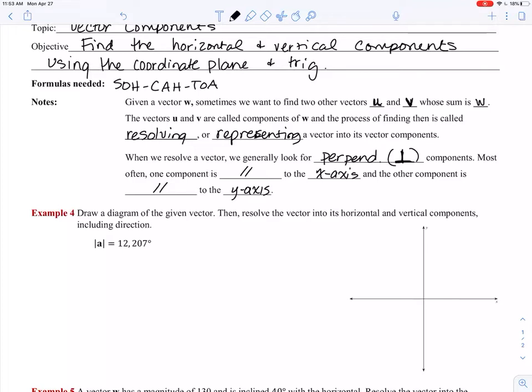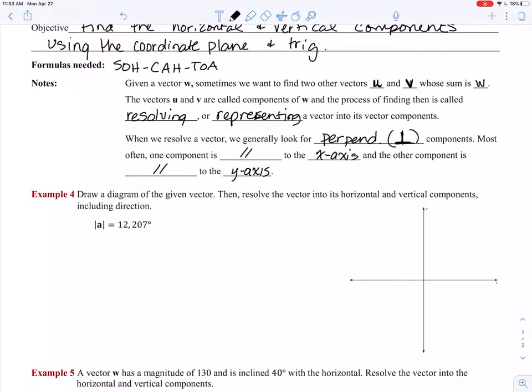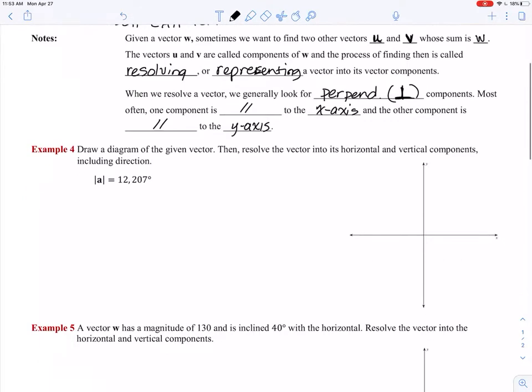Okay, so here we have an example. Draw a diagram of the given vector, then resolve the vector into its horizontal and vertical components, including direction. Okay, so here we have a magnitude of vector A is 12 units, right? So it'd be like the unit circle times 12. It'd be a really big circle, at a degree of 207. So it's traveling in a direction of 207 degrees.